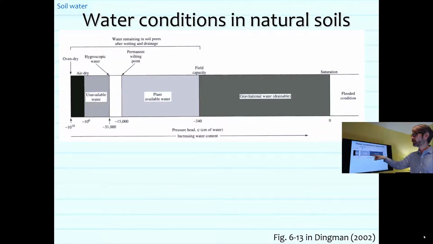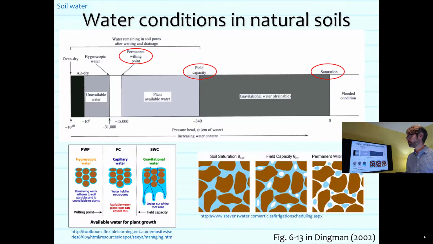This is a figure of the concepts that we've just discussed. So here's the saturation point, here's the field capacity, here's the permanent wilting point. And notice that this is again a sort of log scale here of pressure head. Okay, so in centimeters of water, and you can see it rises very quickly. Again, it's a log-based scale, so 15,000, 31,000, a million, and so on.